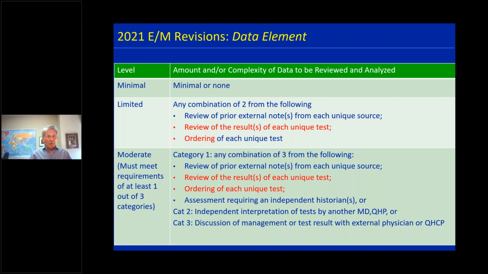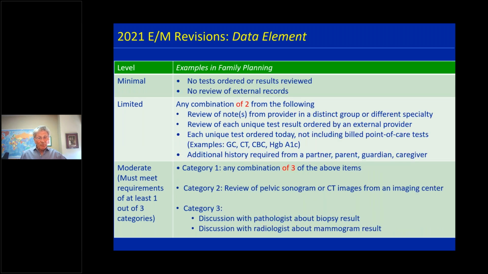Now, the next level of the data element is moderate. And for that, you have to have any combination of three of reviewing external notes, ordering tests, or reviewing test results. Next. Some examples of this in family planning are that if you had a patient encounter, no test ordered, there were no results reviewed, there was no review of external records, that would be called a minimal level.